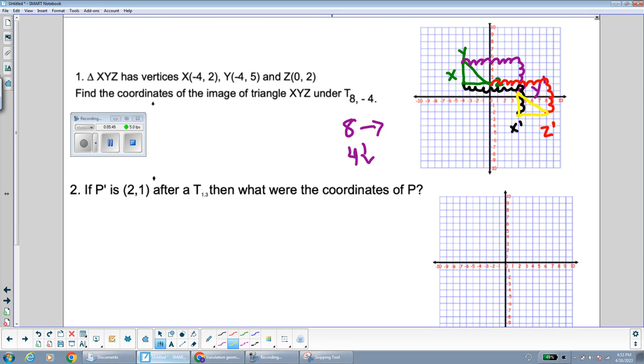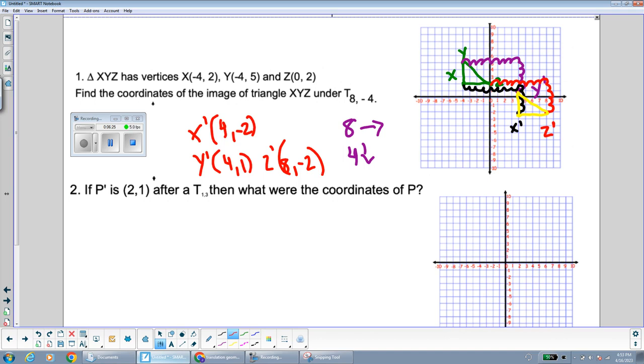When you have all these marks on the diagram, it's hard to see what I'm actually doing here. So I have the coordinates. I can write them down over here as well. X prime would be 4, -2. Y prime would be 4, 1. And Z prime would be 8, -.